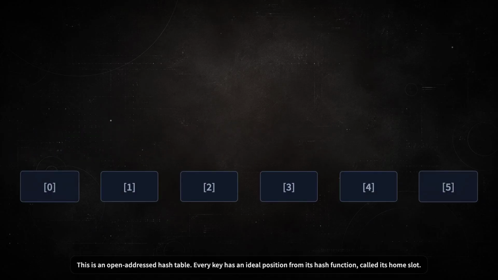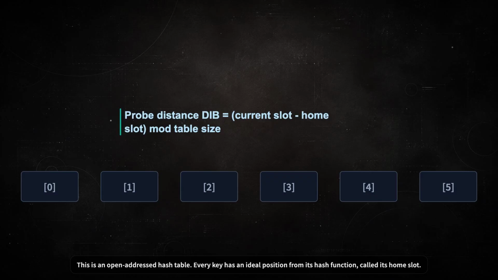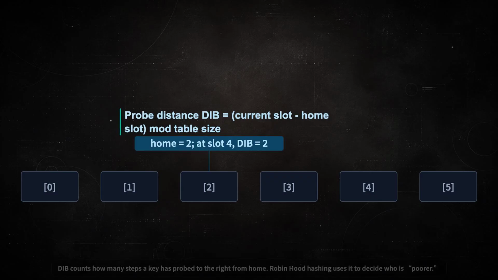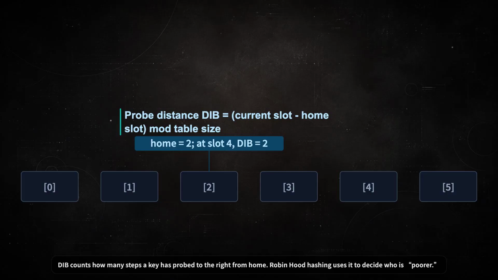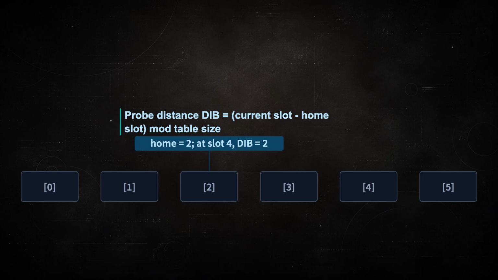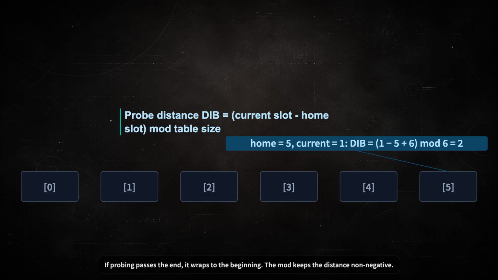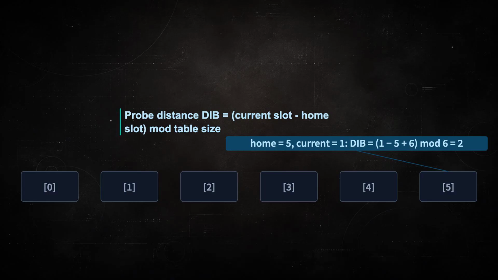Every key has an ideal position from its hash function, called its home slot. DIB counts how many steps a key has probed to the right from home. Robin Hood hashing uses it to decide who is poorer. If probing passes the end, it wraps to the beginning. The mod keeps the distance non-negative.